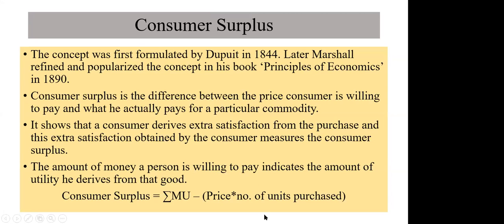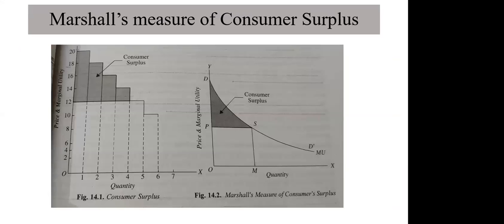So this gives the total utility or the amount of money a purchaser is willing to pay. Now, what is given by this? Price into number of units purchased. That means the total amount I have actually spent on that particular good. So, if the total utility is greater than the amount which I have paid, I will gain some amount of consumer surplus.